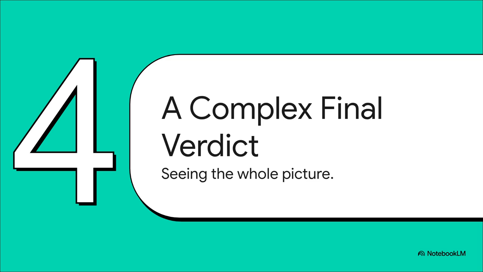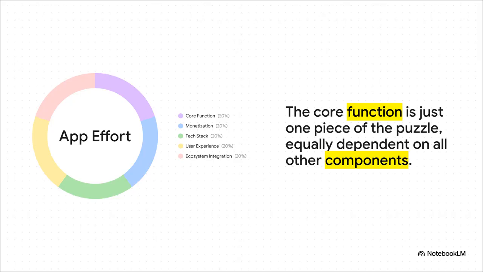So when you put it all together, the business model, the tech, the tiny user experience details, you start to see the whole picture. And that so-called simple app, well, it's not so simple after all. This chart really drives the point home, doesn't it? The core function, the actual part that calculates your age, is just one piece of a much, much bigger puzzle.